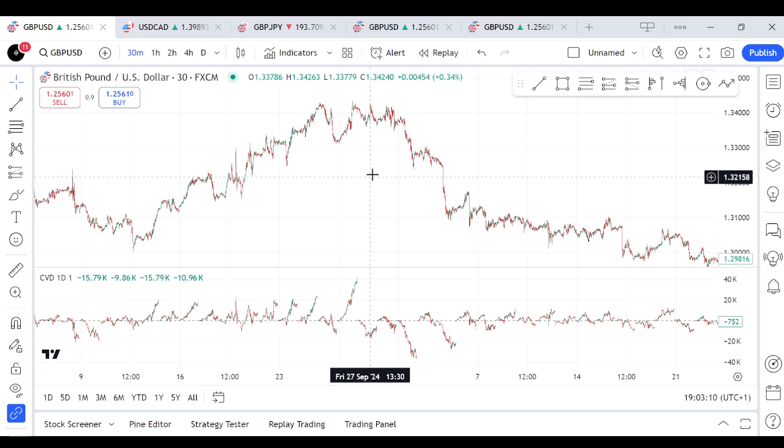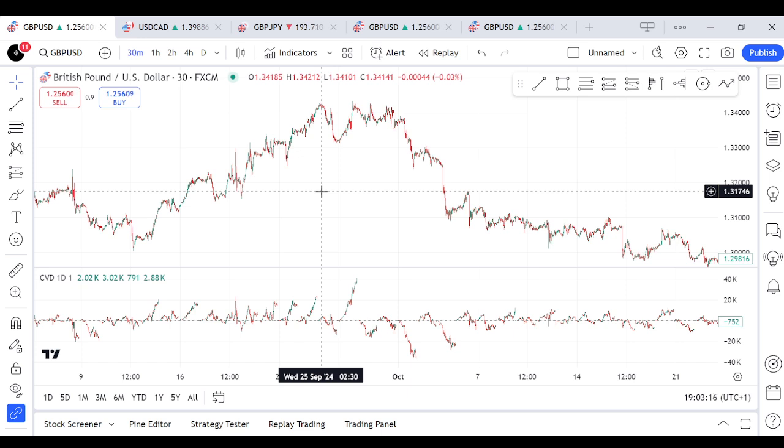So let's get started. First, what is the cumulative volume delta? The cumulative volume delta, or CVD, is a trading indicator that helps you understand the balance between buying and selling pressure in the market. It measures the difference between the volume of buy orders and sell orders over a specific period. CVD is calculated by taking the volume of trades that occur at the ask price, buying, and subtracting the volume of trades at the bid price, or selling. This gives you a net volume figure that reflects whether buyers or sellers are more aggressive during a given time frame.